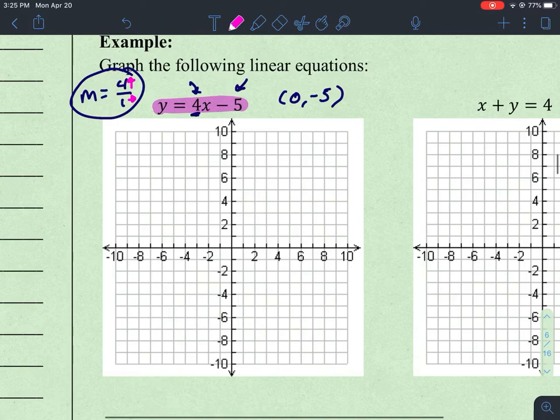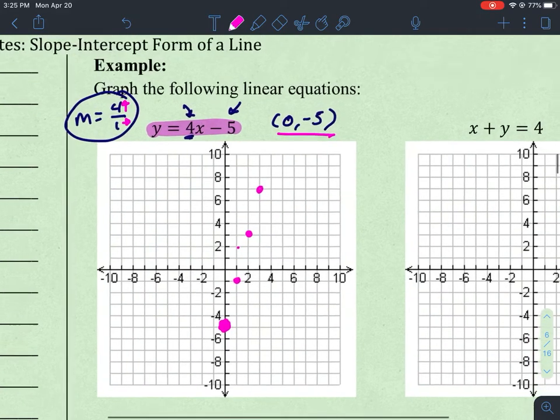So I'm going to start at the point (0, negative 5). That's my starting point, (0, negative 5) down here. And my slope tells me to go up 4, 1, 2, 3, 4, and right 1. Up 4, 1, 2, 3, 4, and right 1.